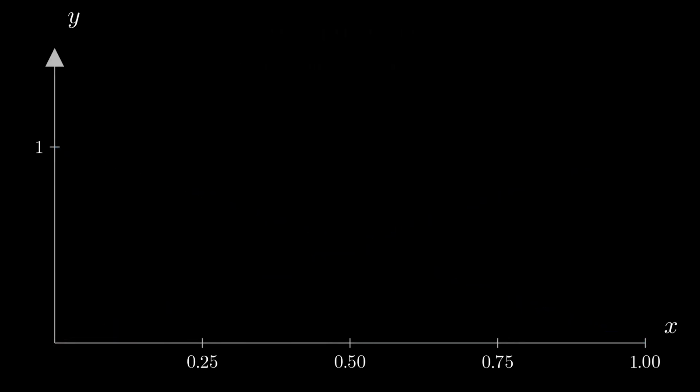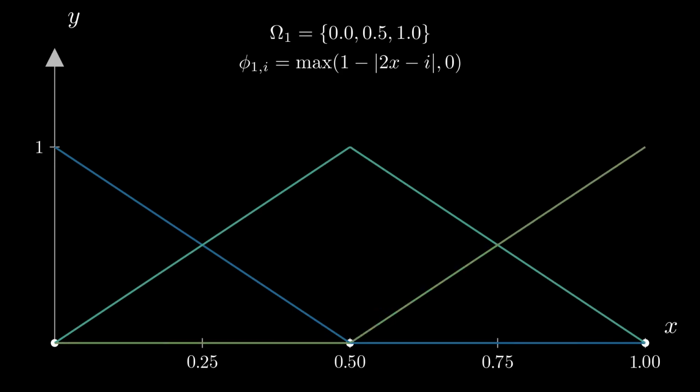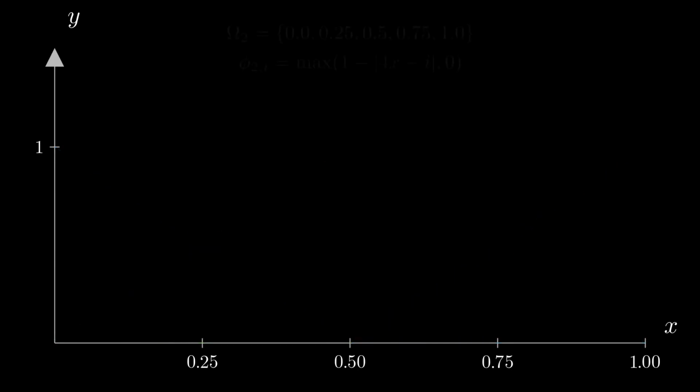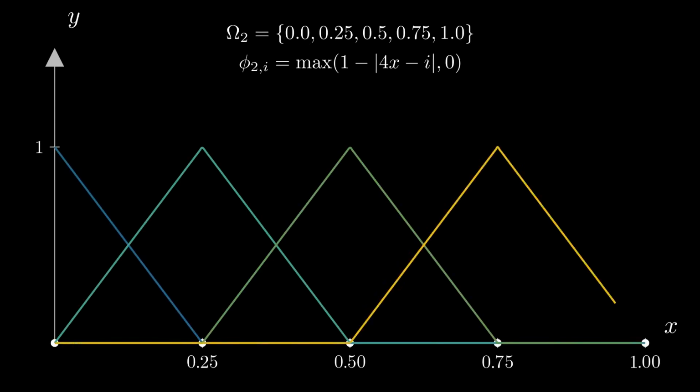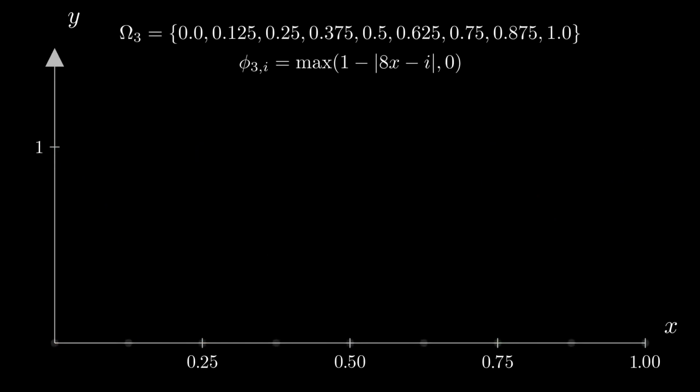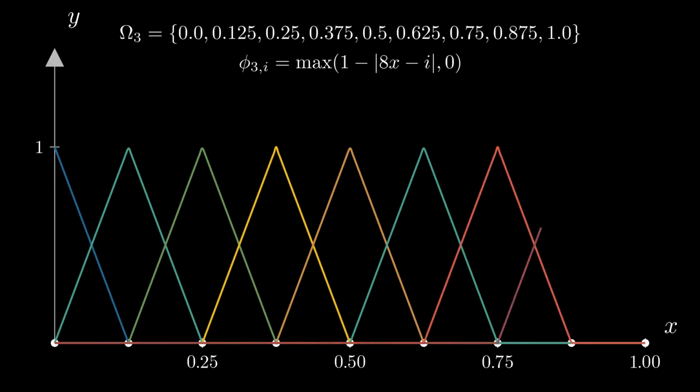At level 1, we subdivide the unit interval into halves. Therefore, there's an additional grid point at 0.5. Except at the boundary, these basis functions look like hats, where they are 0 everywhere except between the two neighbouring grid points, where it increases linearly from 0 to 1 and decreases back again from 1 to 0.